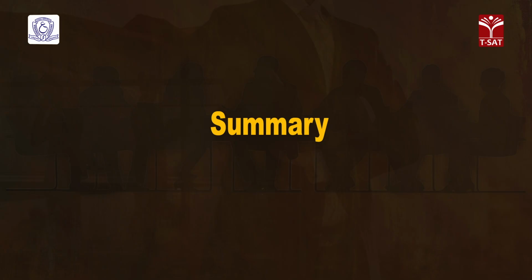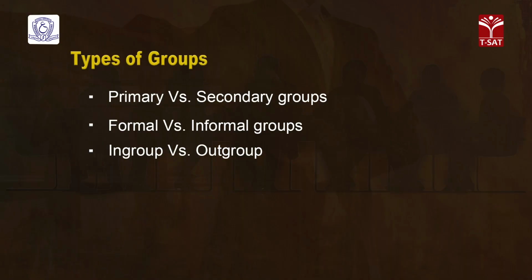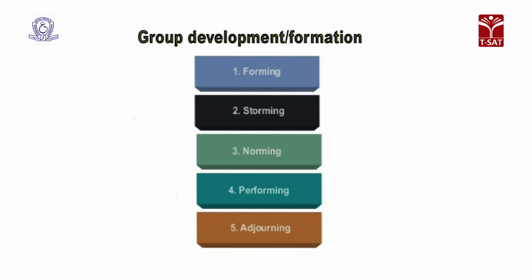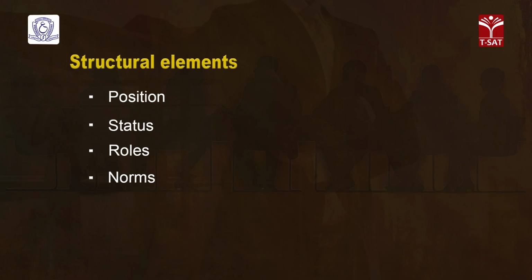Let us conclude this session with a quick review. We defined the concept of a group, emphasizing importance, interaction and perceived coherence. Then we tried to understand the nature of groups, followed by types of groups like primary versus secondary, formal versus informal, in-group versus out-group. Then we discussed the stages of group formation, which include forming, storming, norming, performing and adjourning. Finally, we spoke about the significance of group structure along with its elements, namely position, status, roles and norms.